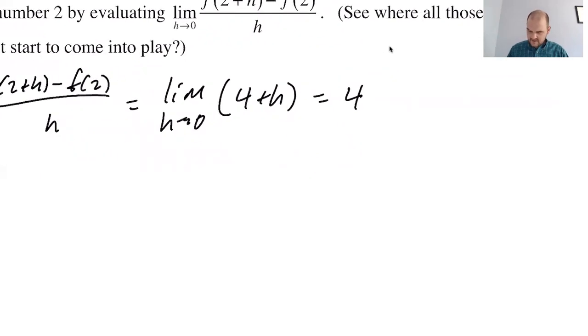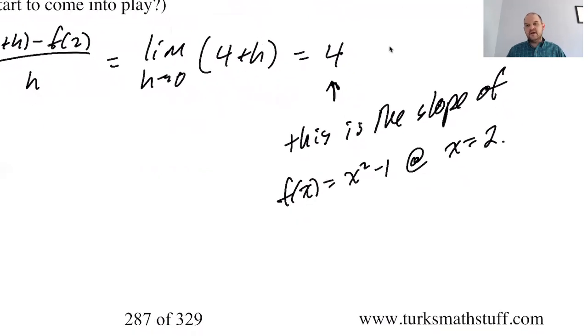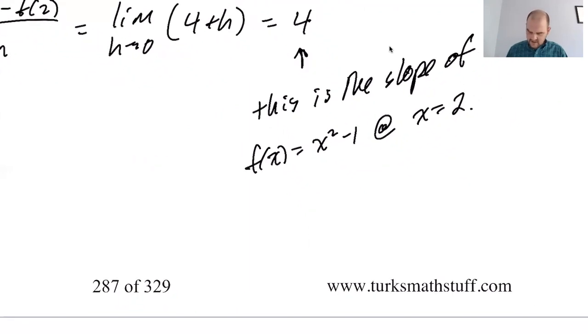So this, I'm going to write kind of in some words. This is the slope of f of x equals x squared minus 1 at x equals 2. It's exactly what it is. And that's weird. That's a new idea. The fact that something could have a slope at one point is very different from algebra, where you basically need 2 points to find a slope, and slopes are associated exclusively with lines. Calculus is not really the case.